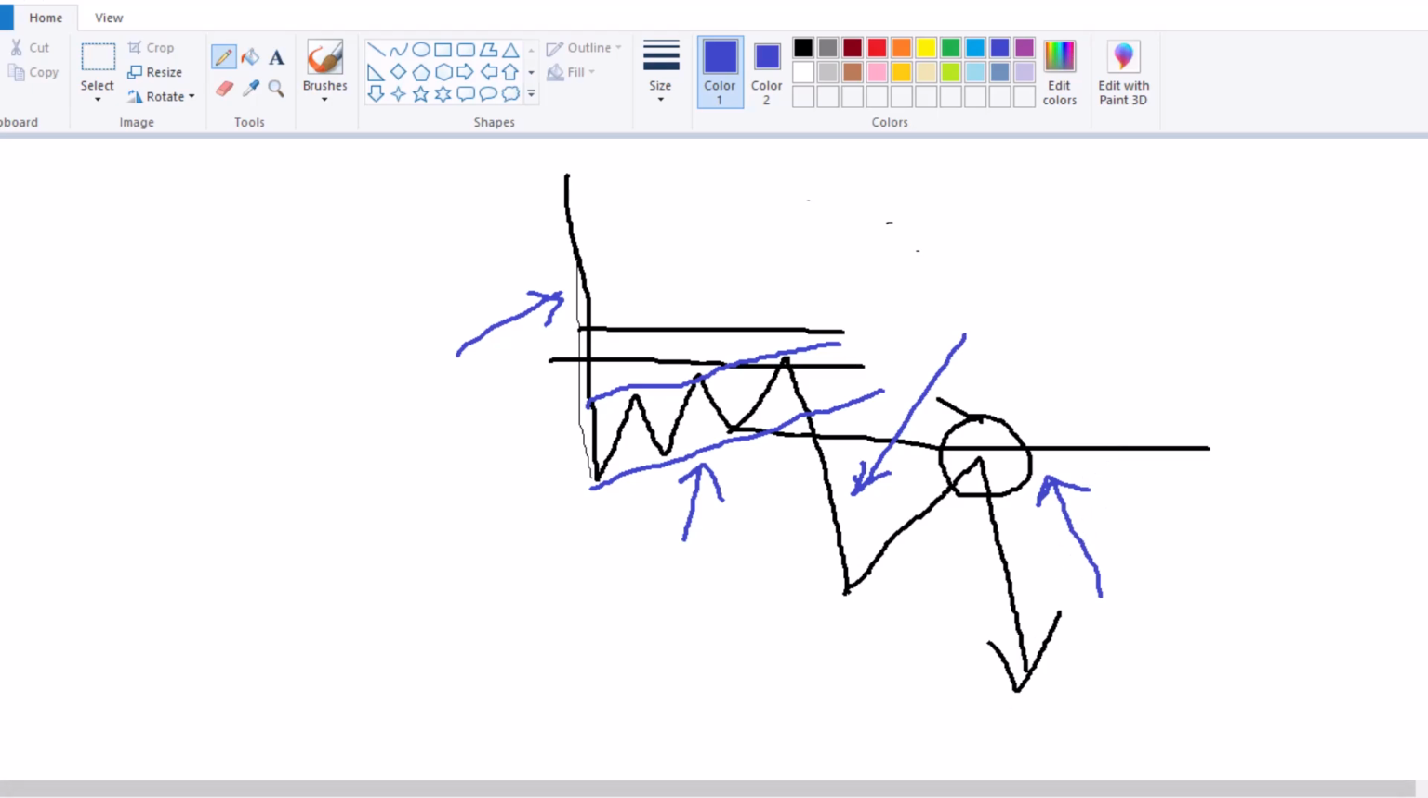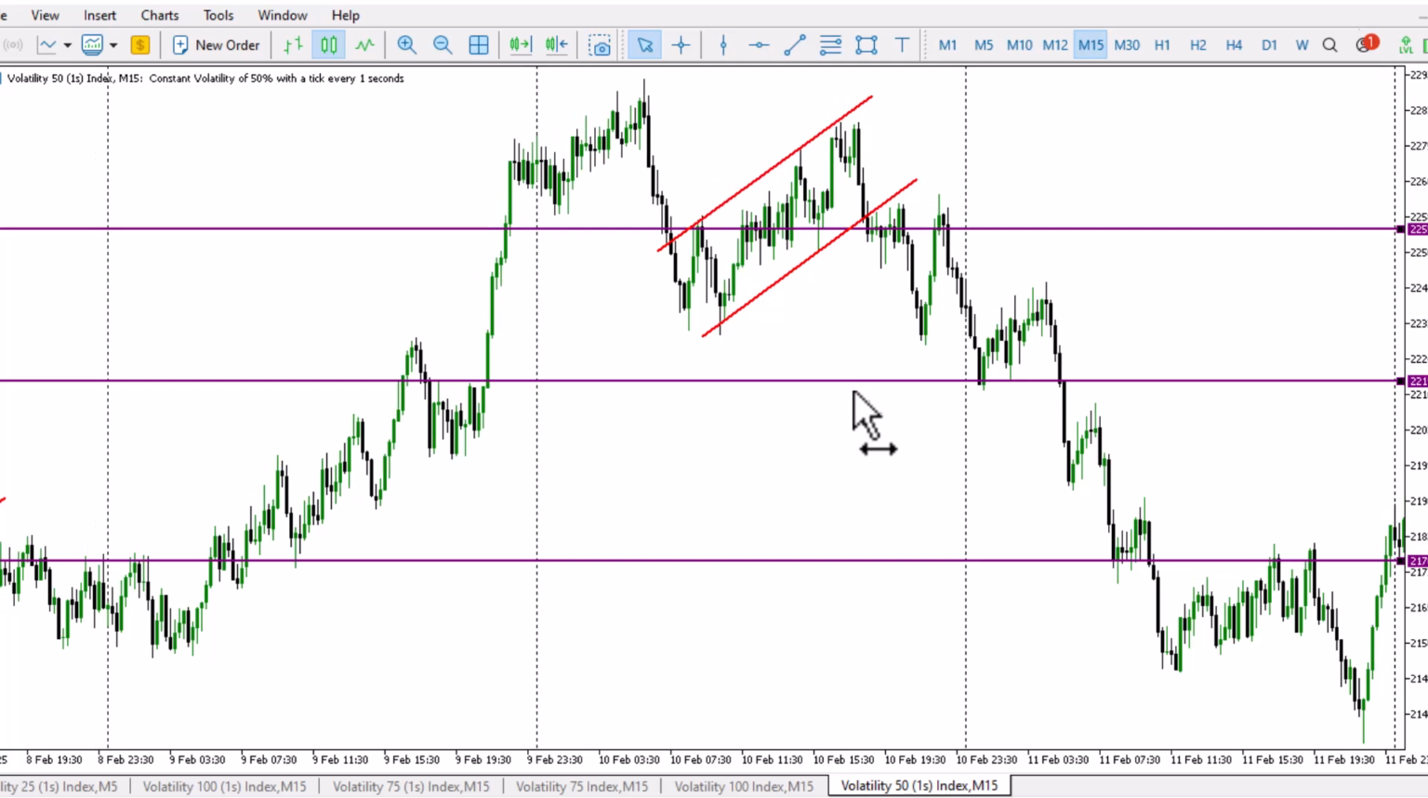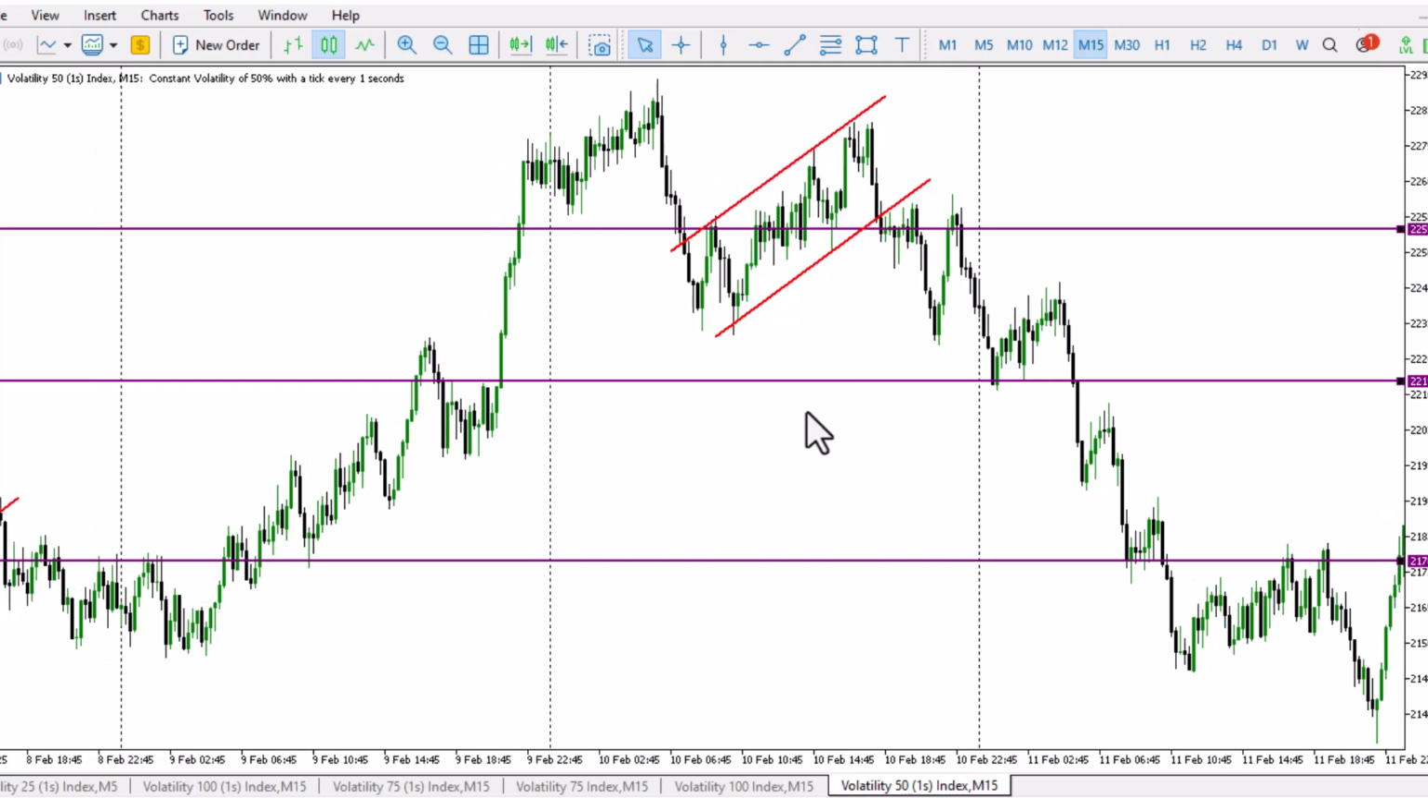Remember, on the charts we are looking at Volatility 51s. If you don't have an account, you know where to find the links in the description down below. Fund your account and start trading this strategy. So what do you see on V51s M15 time frame? Number one, you see this drop.